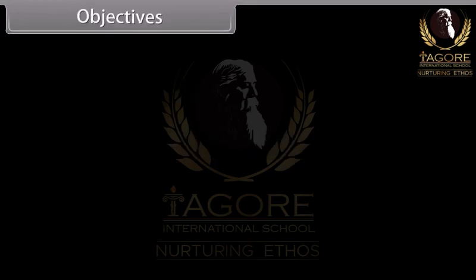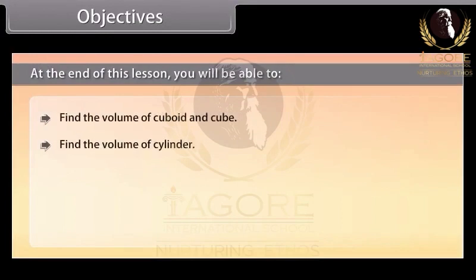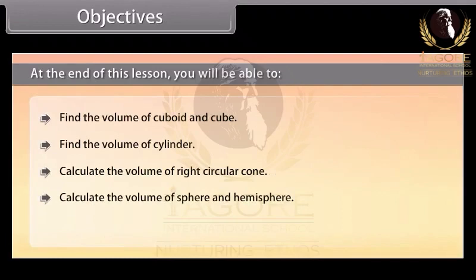Objectives. At the end of this lesson, you'll be able to find the volume of a cuboid and cube, find the volume of a cylinder, calculate the volume of a right circular cone, calculate the volume of a sphere and a hemisphere, and solve the examples related to volume.